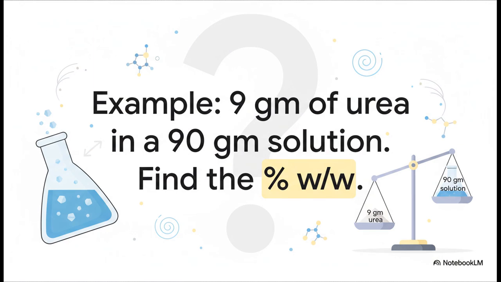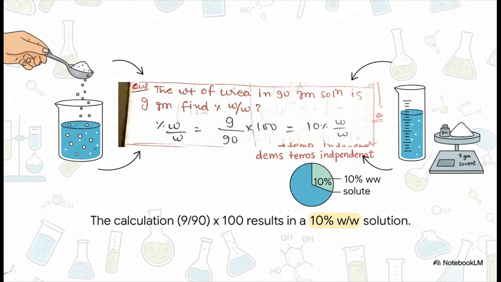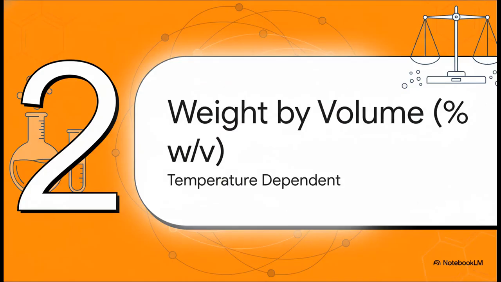Okay, let's put this into practice with an example. Let's say we've got 9 grams of a solute. We'll use urea here, and it's dissolved in a solution that has a total weight of 90 grams. So what's the percent weight by weight concentration here? Think you can figure it out? Well, we just plug the numbers into our formula. You take 9 grams divided by the total of 90 grams, that gives you 0.1. Multiply that by 100, and there you have it, 10%. So this is officially a 10% weight by weight solution. And what that really means is that if you had 100 grams of this stuff, exactly 10 of those grams would be the urea.